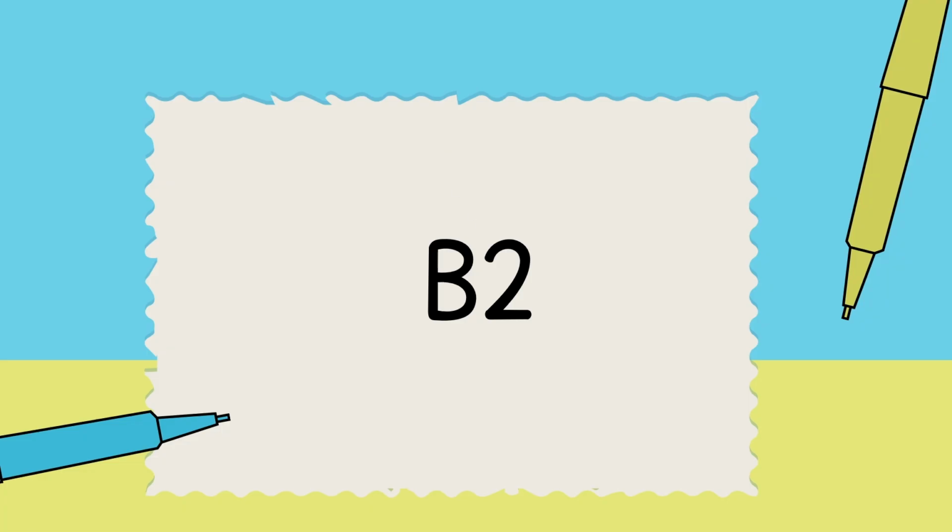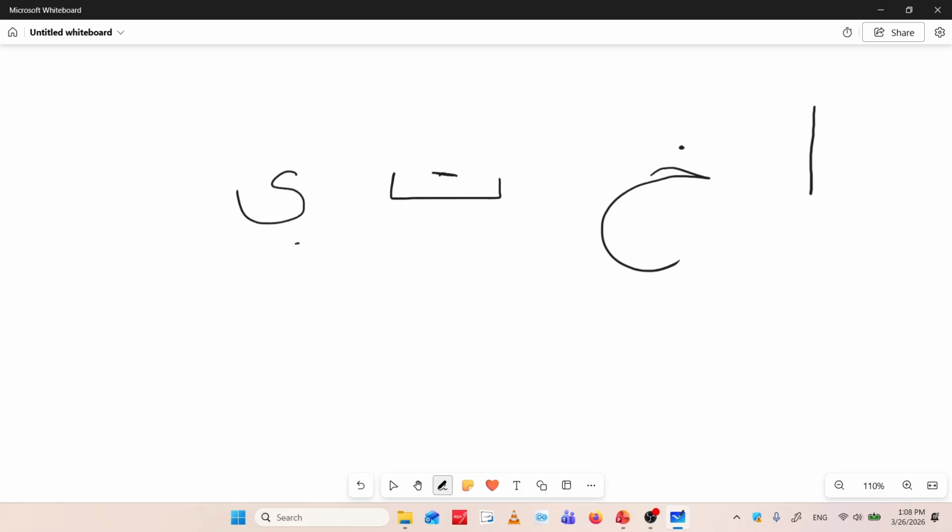Now, the next group of words are going to be in the B2 level, which is the intermediate high. Let's see. The first letter is alif, and then kha, ta, ya, alif and ra. Okay, I'm going to give you a minute.